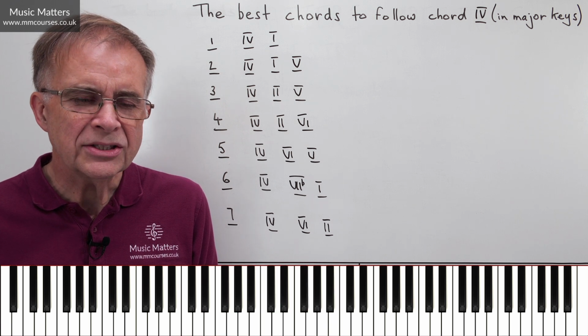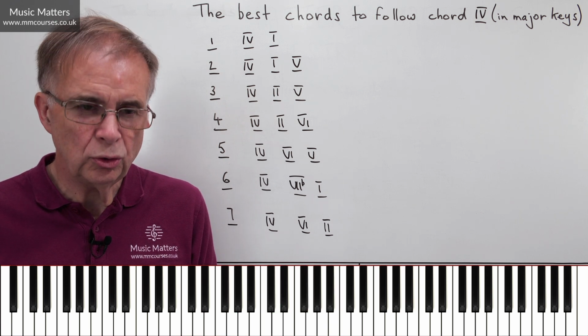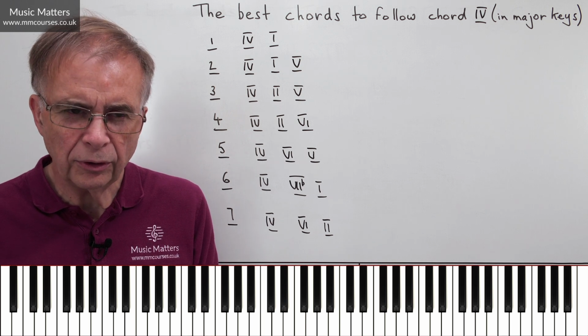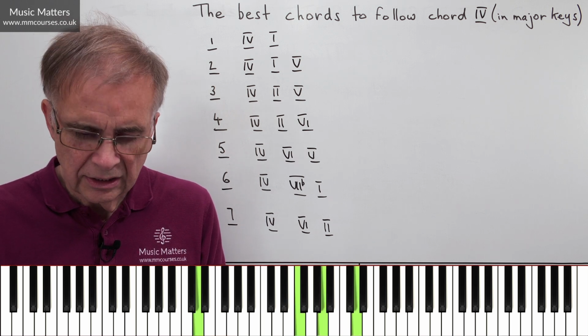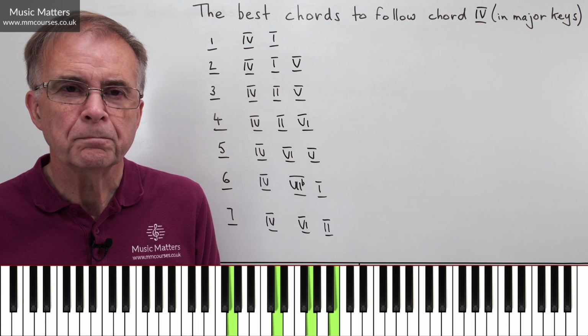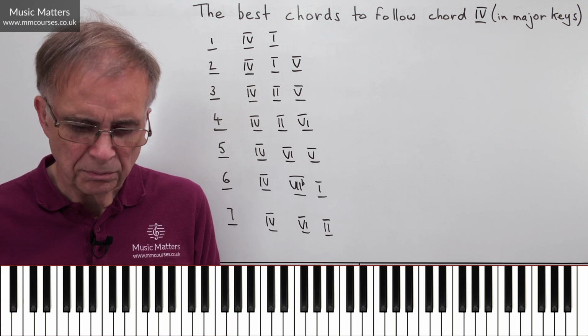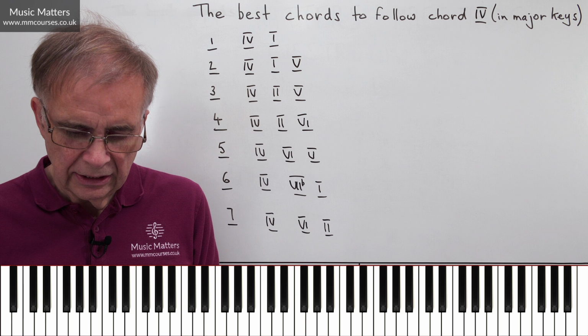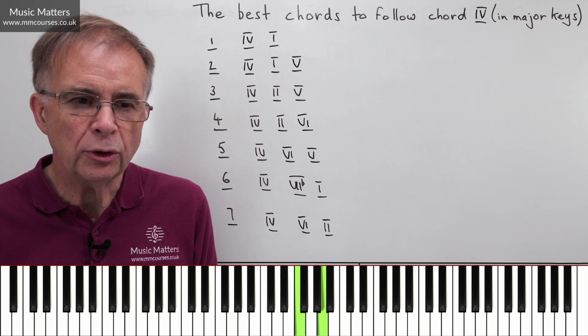Option 3 is to go from 4 to 2 to 5. How does that work? 4, 2 to 5. It's quite a nice progression because in chord 4, F and A are 2 of your notes.